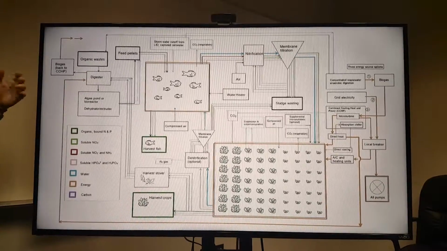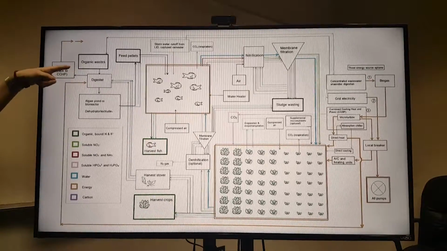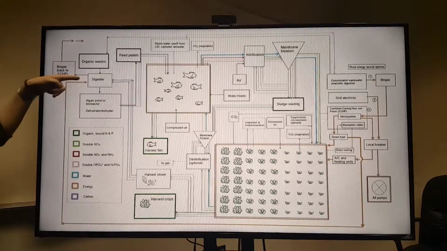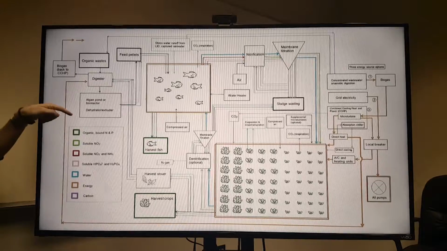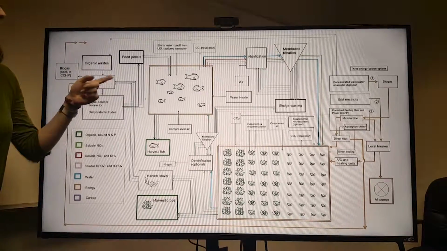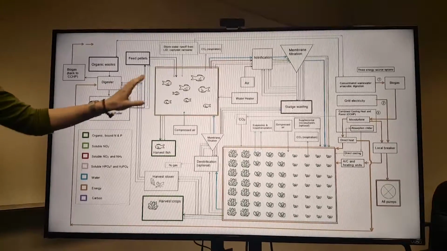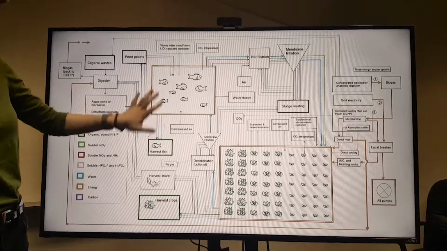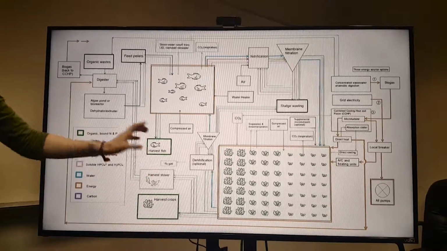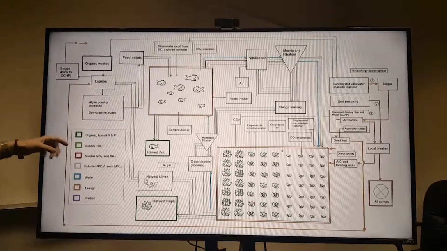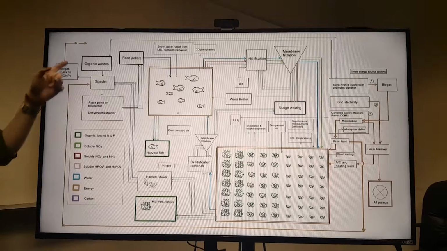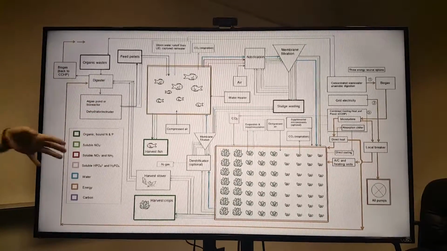From what Tom was talking about, the major input is through here, where organic wastes are digested into algae, and that algae is then able to be fed to the fish in the form of dehydrated pellets. And the major takeaway from this is that the outcomes are fresh fish and fresh vegetables, whereas the rest of these other components are cycled throughout the system and not wasted.